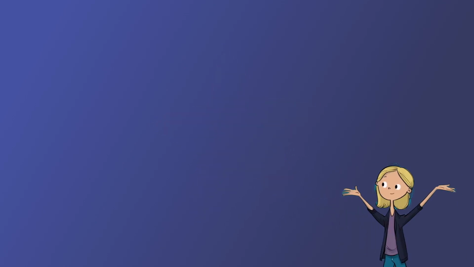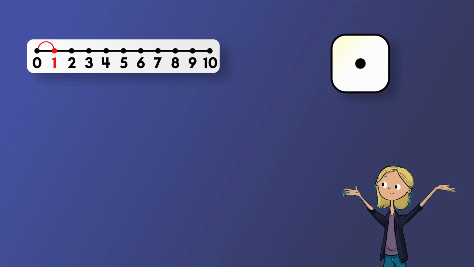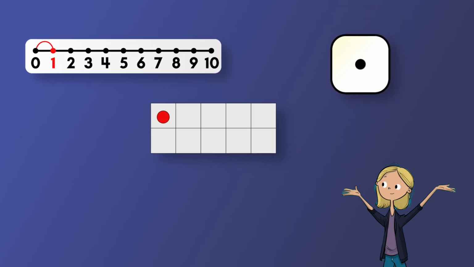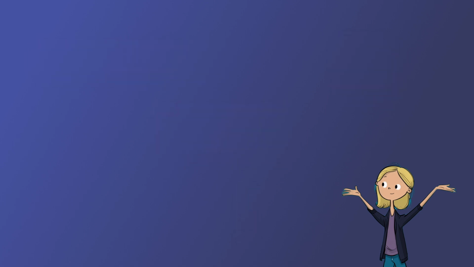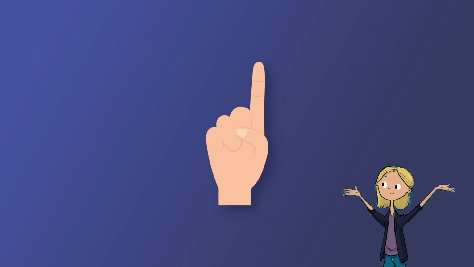Here's some other ways to show the number 1. Number line, dice, tin frame, tally marks. Now you hold up one finger.